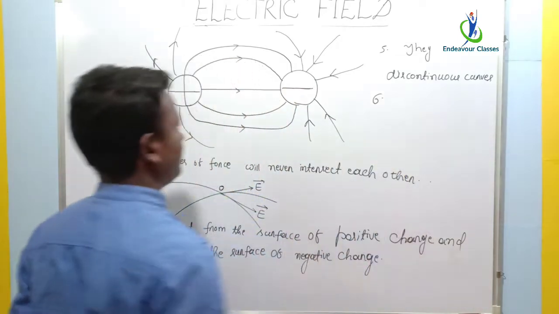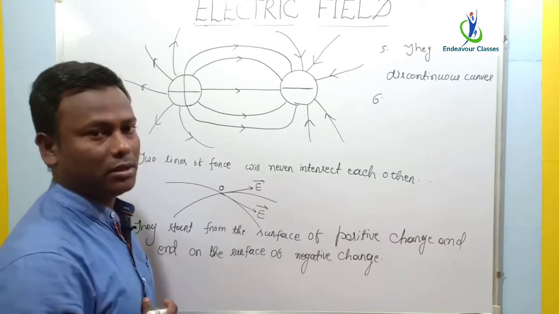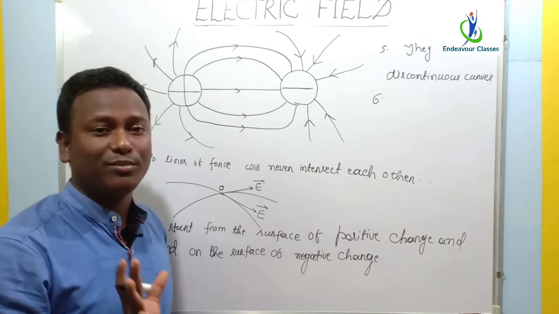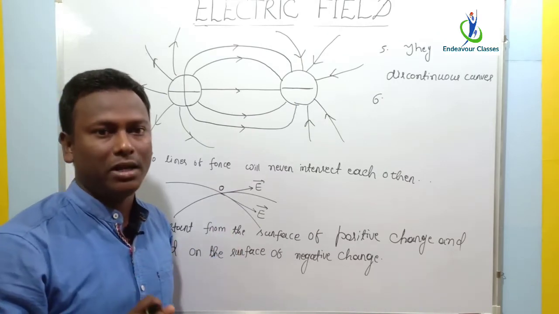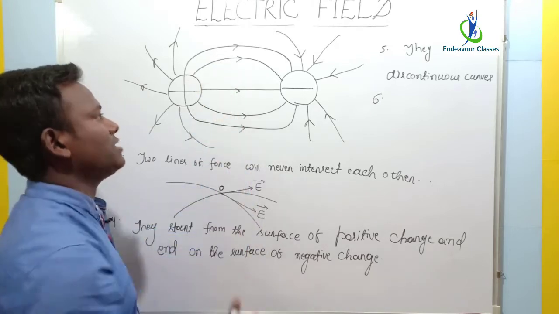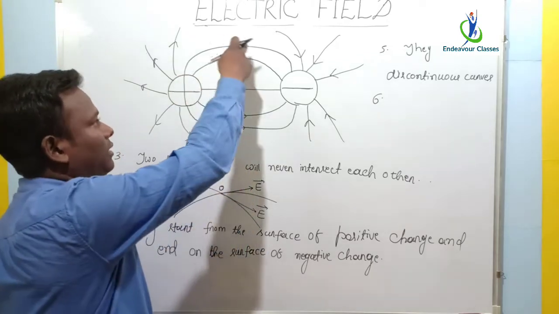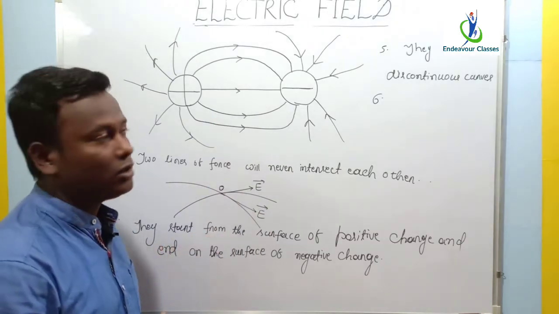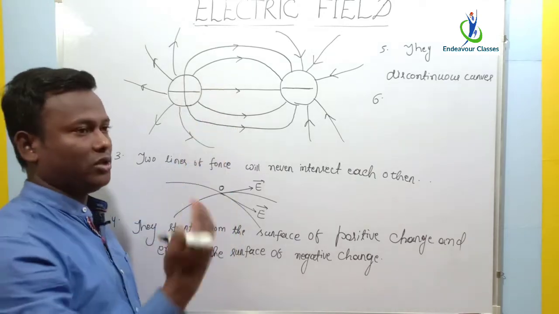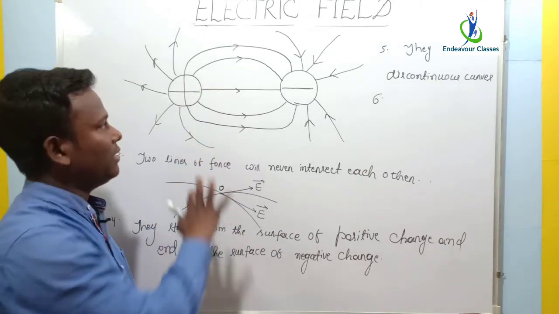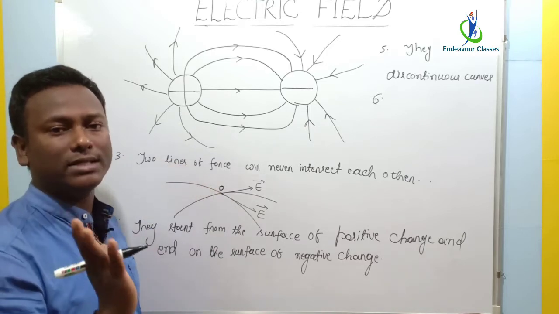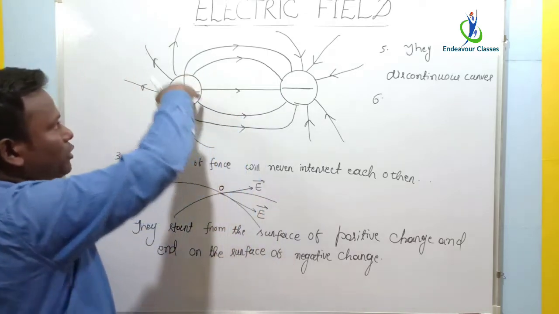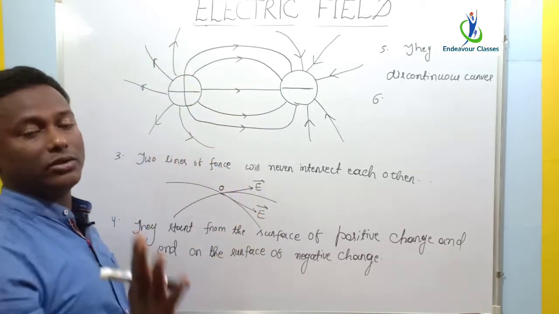Now the next point is, the lines of force start and end on the surface of a charged body or surface of charges perpendicularly. That means when they are starting from the surface of a positive charge, they are starting normally, and when they are ending on the surface of a negative charge, they are also ending normally. So the angle between the electric lines of force and the surface of a conductor will always be 90 degrees. This is also a very important point. Or you can say the angle between the lines of force and the charged body is always 90 degrees.